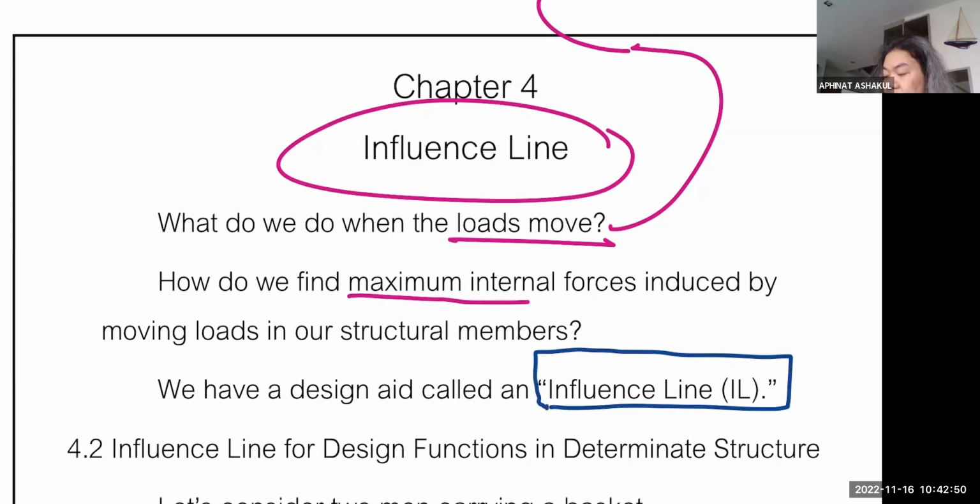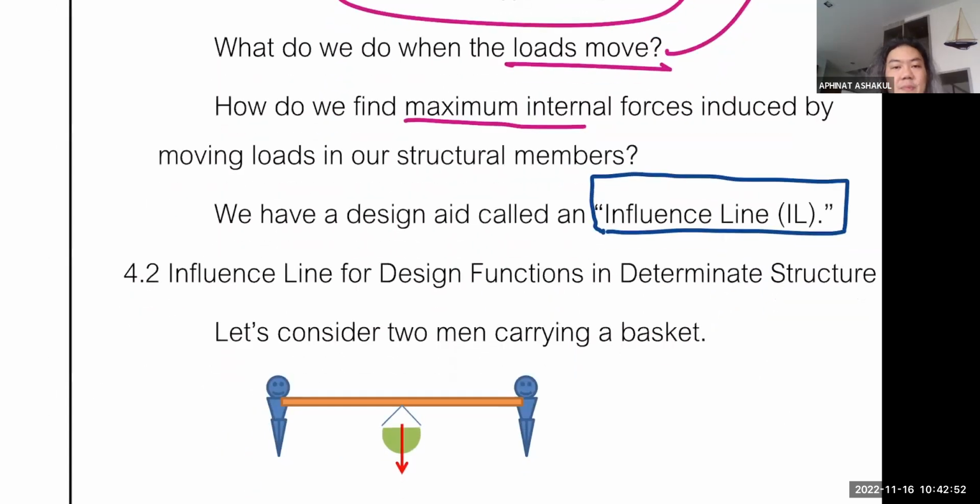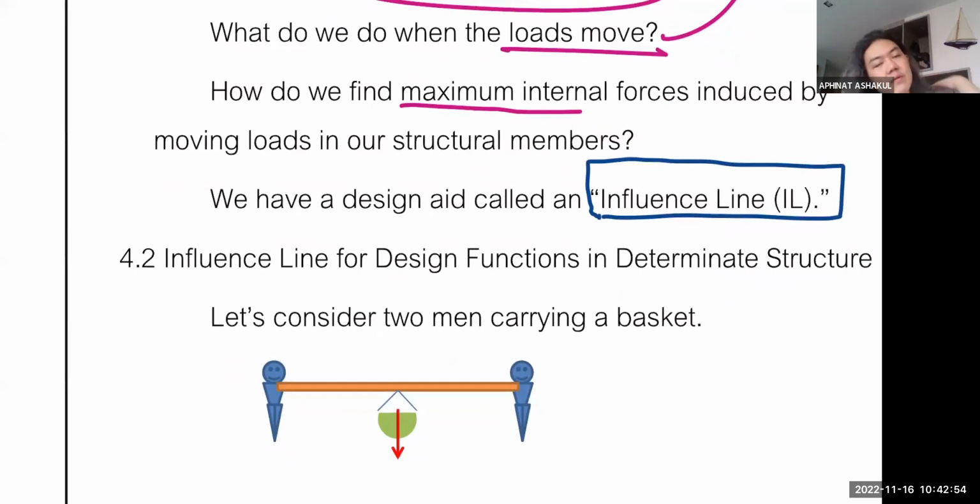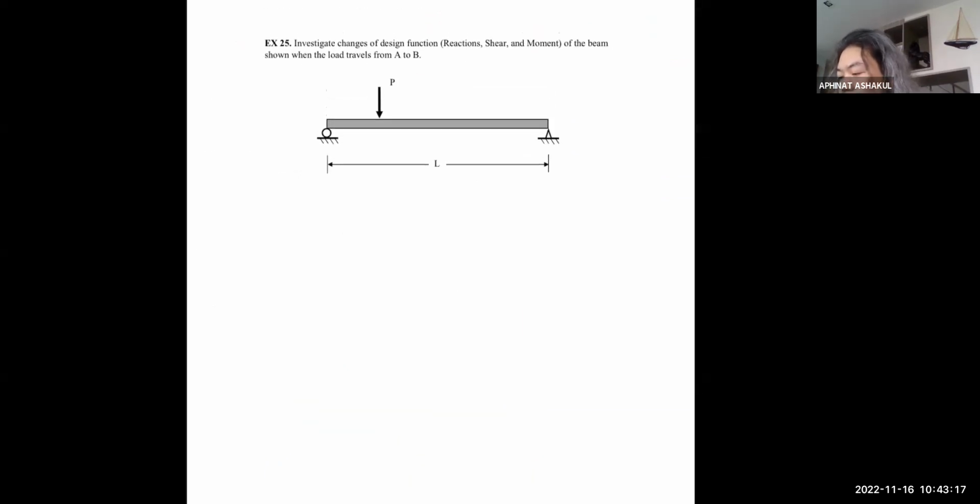Keep in mind that the influence line is not a shear force diagram or bending moment diagram. It's the line or the graph, you can say, that shows how much your design function changes when the load is placed in different locations on your structure.